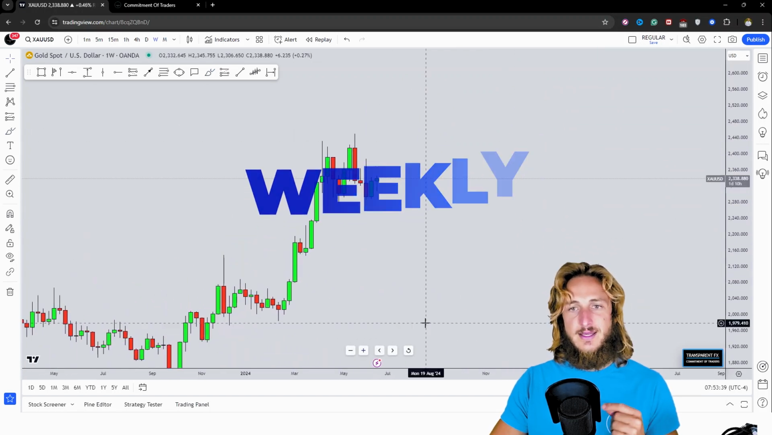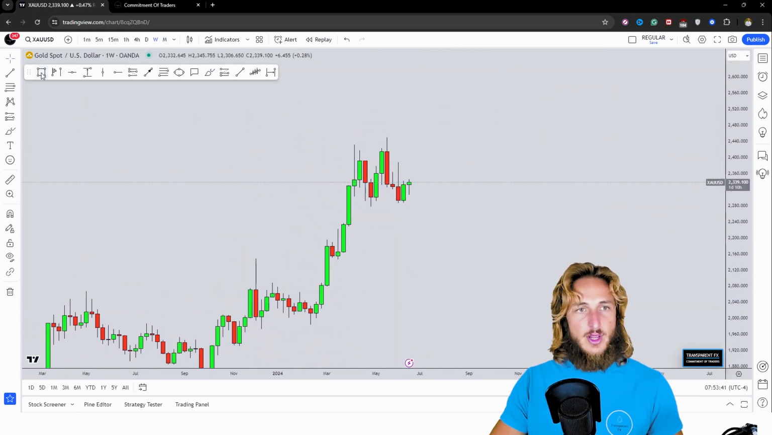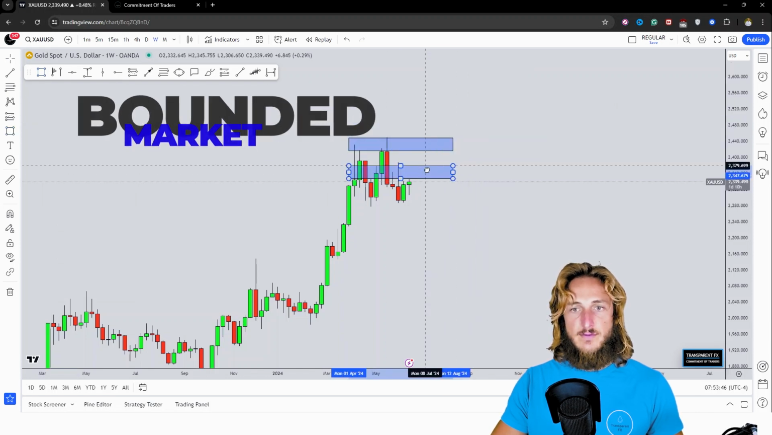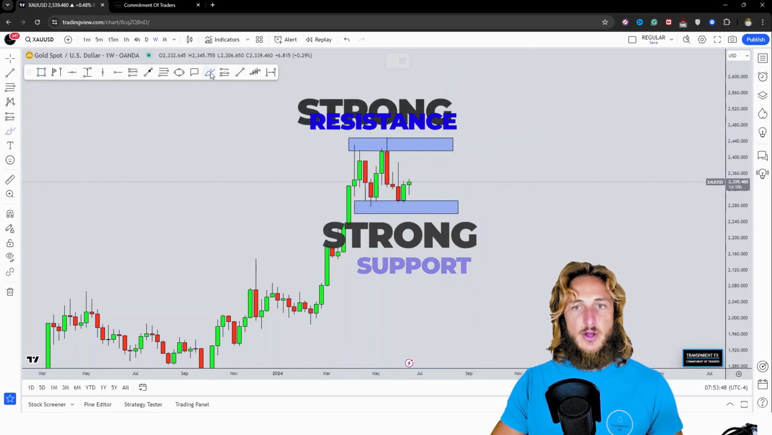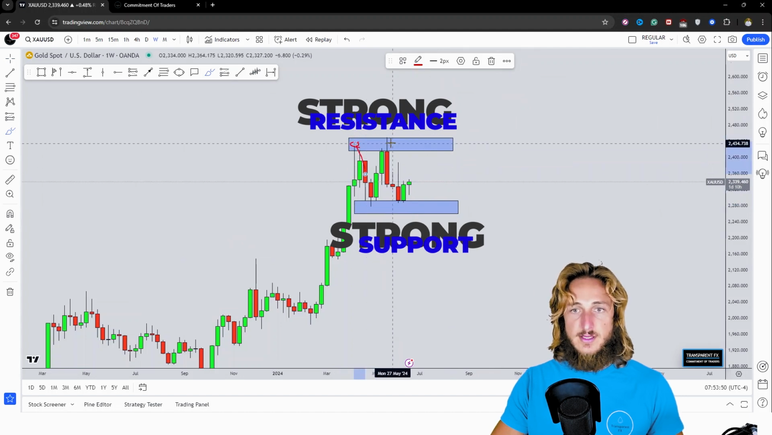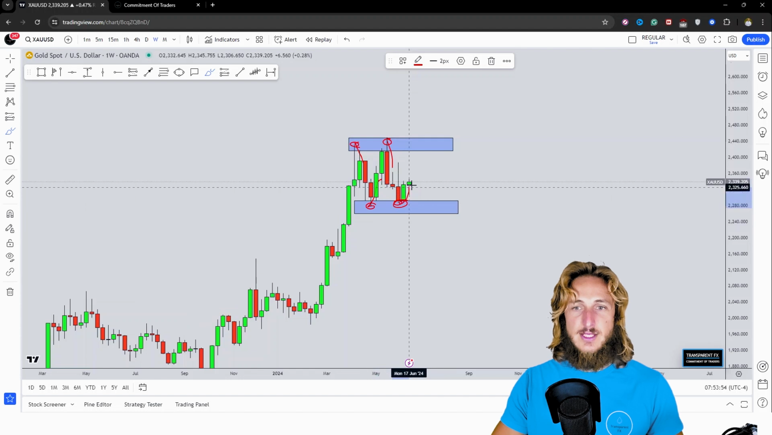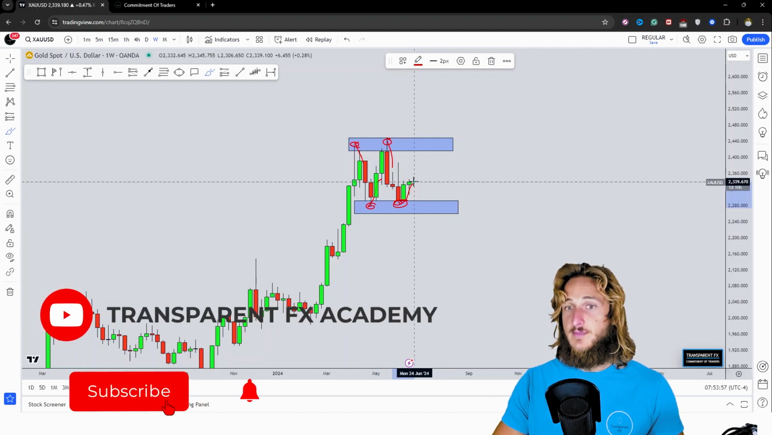Now here on the weekly, things already start to get quite clear because what we can see is that the market is currently trapped in this range. We have the top of the range here and we have the bottom of the range here. Already twice the market has rejected the top of this range and also the bottom of the range is currently getting rejected as I am speaking.